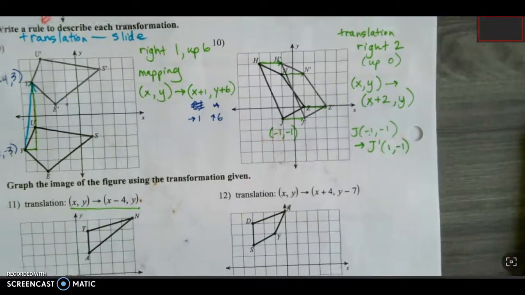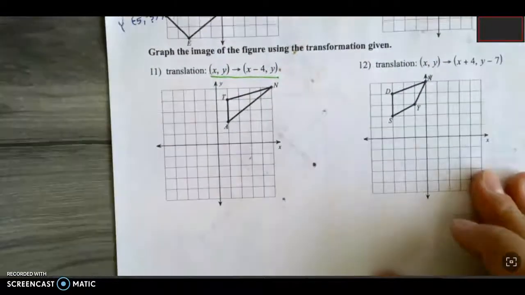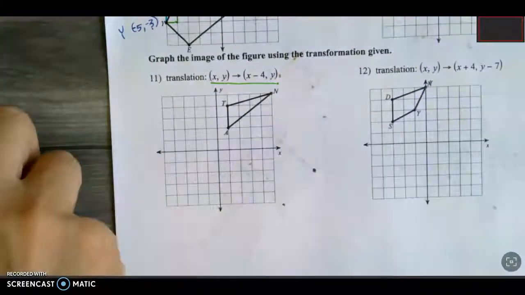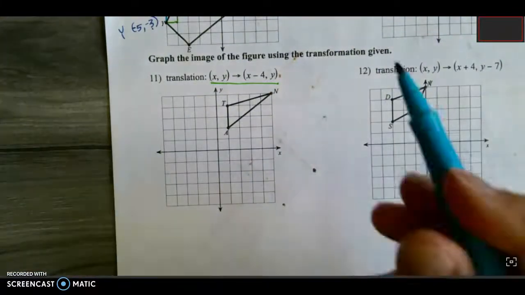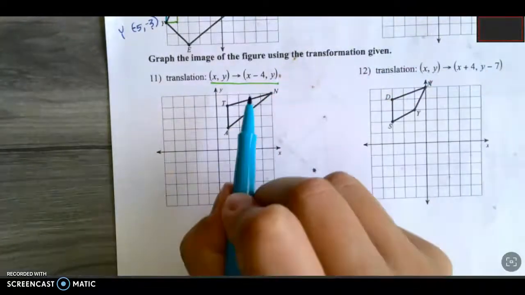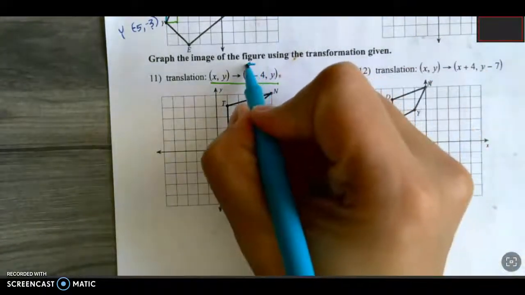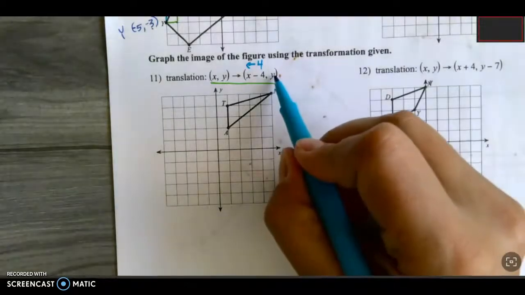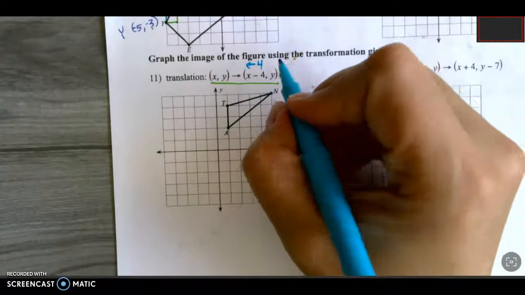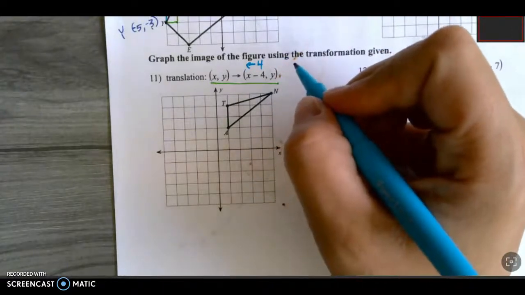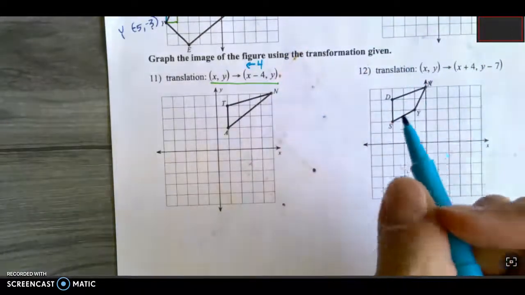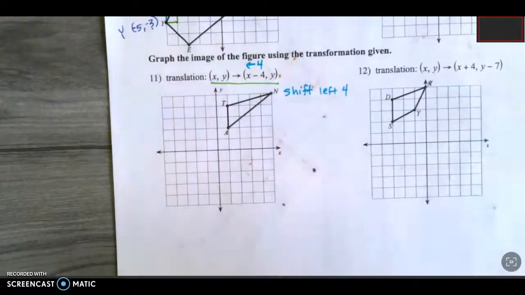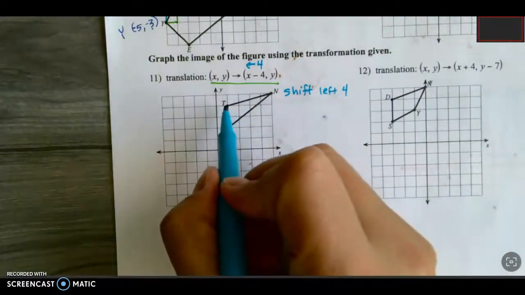Now, going in reverse, what if I give you the mapping and you have to draw the image? Okay? So I would first start with, well, what does this mean? Well, x minus 4, that tells me it's going to move left 4. Y plus 0 or minus 0, it means y is not going to change. It's not going to move up or down. So the only thing that happens is it shifts left 4. Every point moves 4 to the left. So I find each of those.